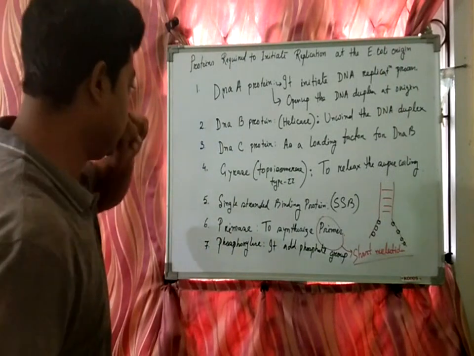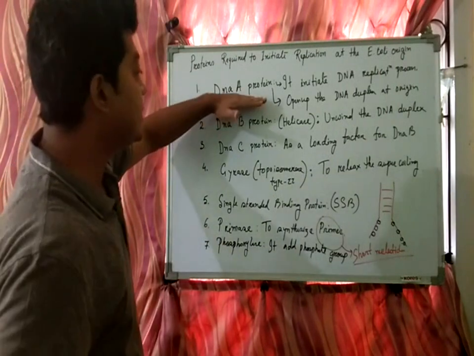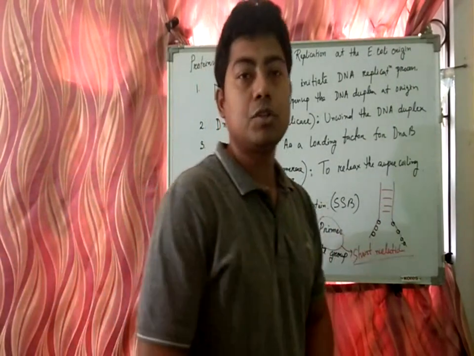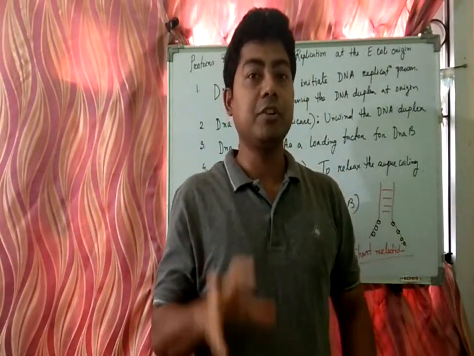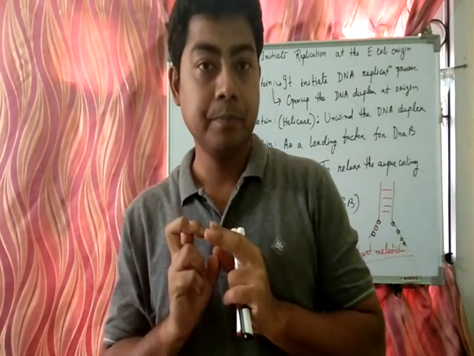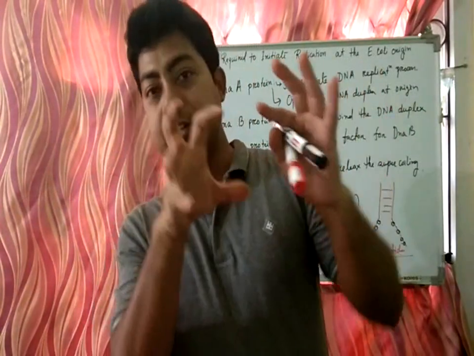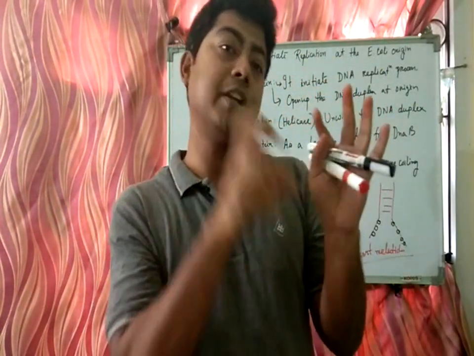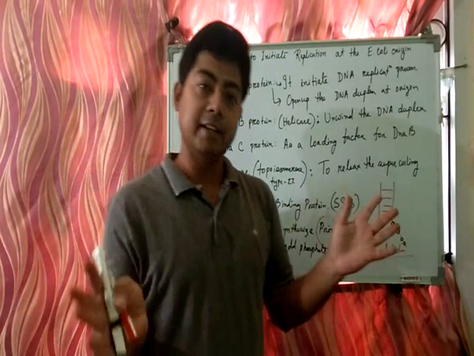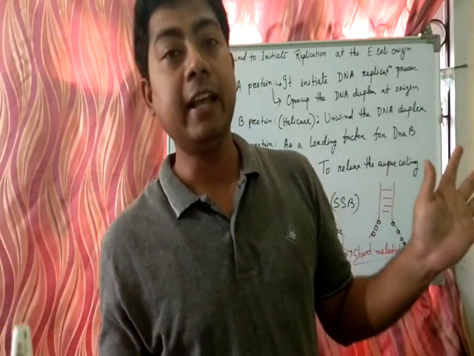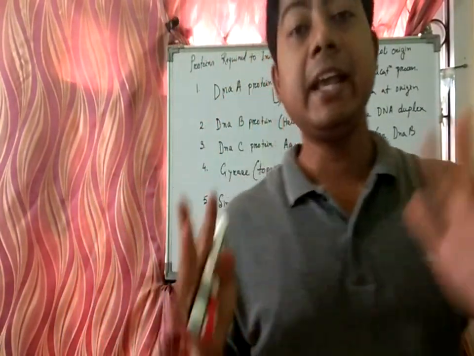Okay. So up to here we have discussed a total of 7 proteins. First one is DNA A protein. It will bind at the origin point, and at the origin point it opens up the DNA duplex. Another one is DnaB protein, also called helicase. It will bind at the origin point, the point where replication starts. Here it will break the hydrogen bonds and unwind the DNA duplex. Another one is DnaC protein, a loading factor for DnaB.